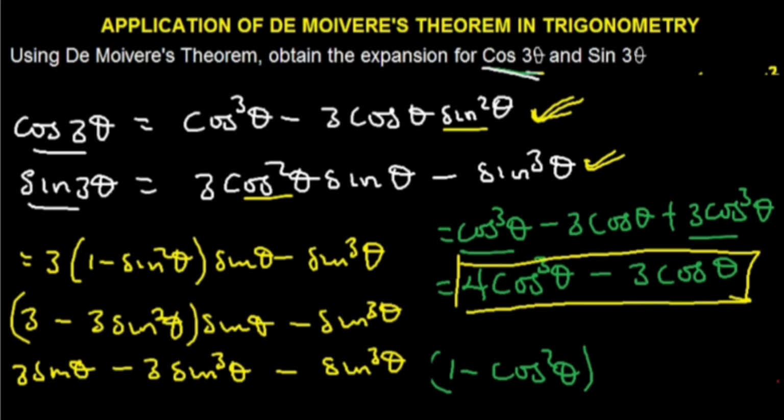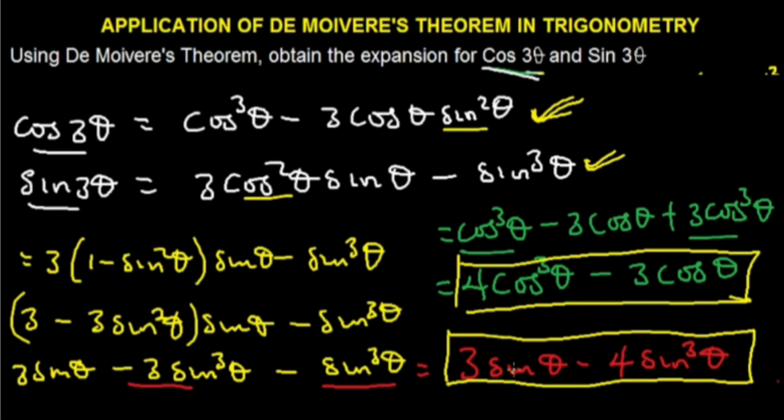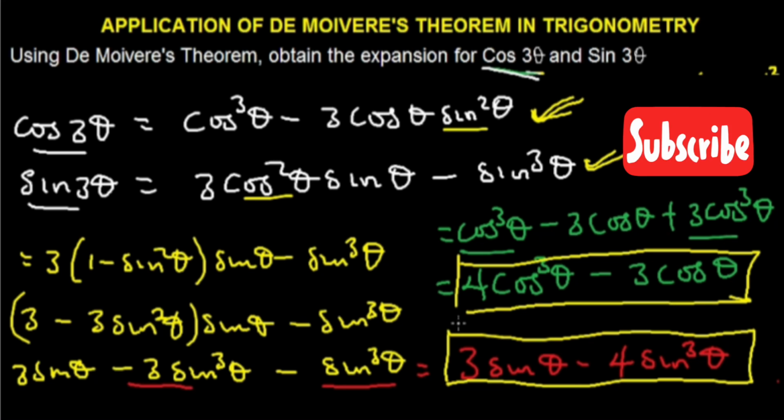These two are common, therefore my final answer for sine 3 theta would be 3 sine theta minus 4 sine cube theta. So this will be the answer for sine 3 theta using the Moivre expansion. I hope this is clear. So that will be all for this video. In the next video, I'll be showing you how to find the expansion for cos power 2 theta using the Moivre theorem.